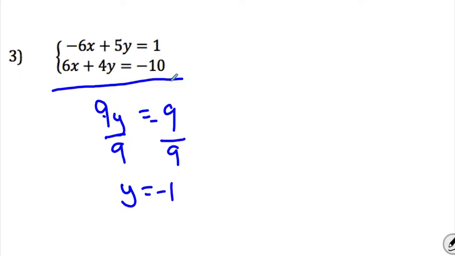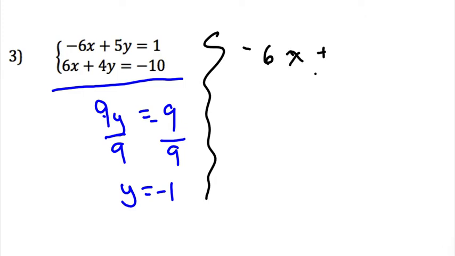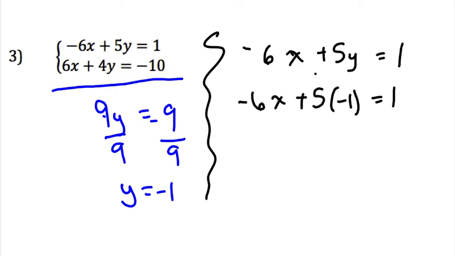Plug that into one of the equations, it doesn't matter which one, take your pick. I'm going to use the top equation this time because I used the bottom equation the other 2 times. So -6x plus 5y equals 1. Let's plug that in here. -6x plus 5 times y, which I know is -1, because I just solved it down here. So -6x, 5 times -1 gives me -5 equals 1.